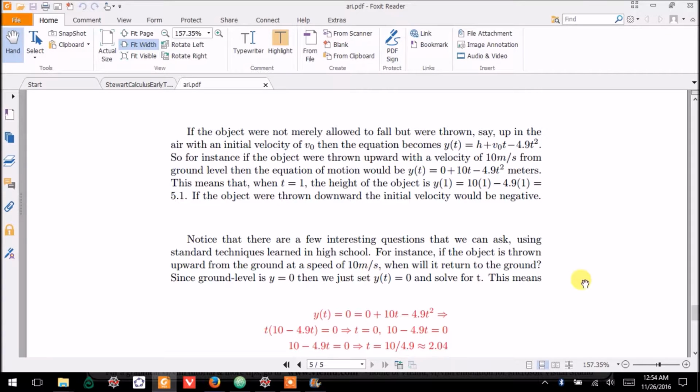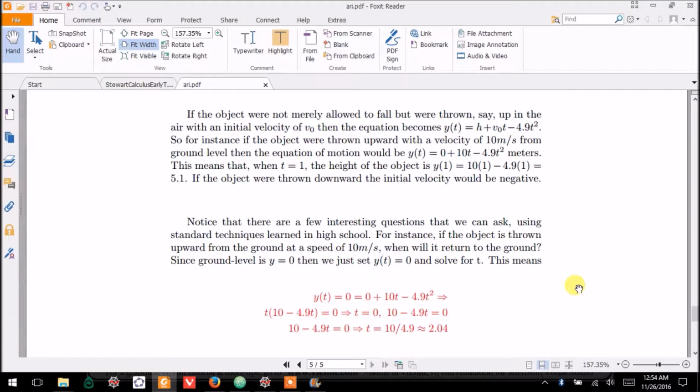So let's start looking at some examples and the sorts of questions that we can now answer with this theory. For instance, imagine an object were thrown upward with an initial velocity of 10 meters per second from ground level. Then the equation of motion would have 0 as the initial height, because of ground level. That means the height is 0. That's the most natural choice to pick for what we'll call the initial height.